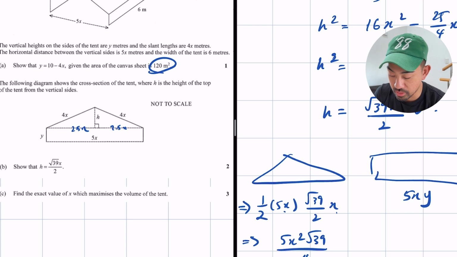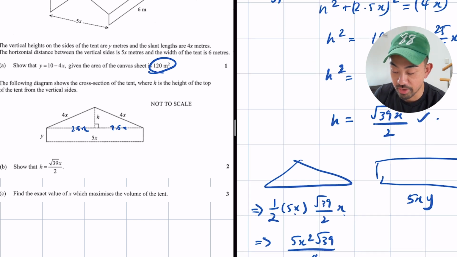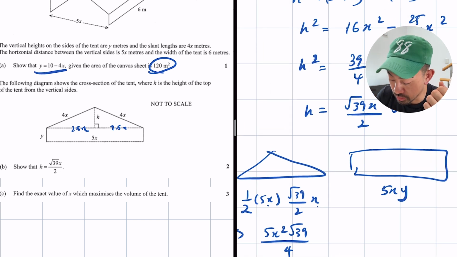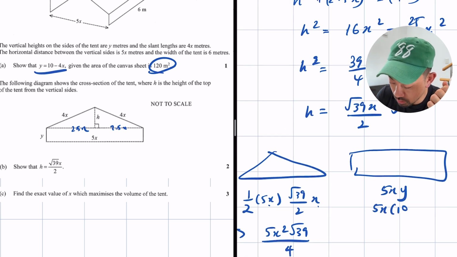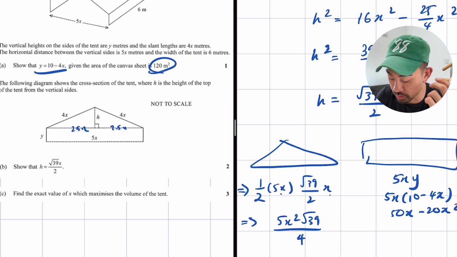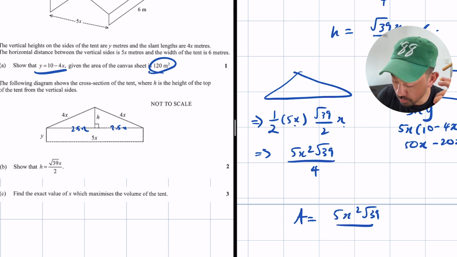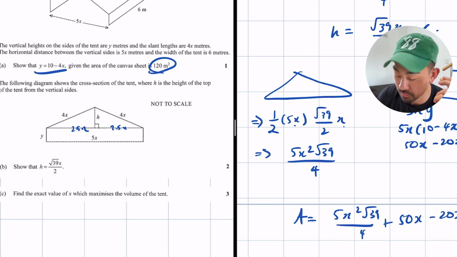But we need to sub out that y because we're trying to get everything in terms of x. Using part A, we found that y is equal to 10 minus 4x. I sub that in, so 50x minus 20x squared. Adding both of these together, let's make this a bit prettier. The total area is going to be 5x squared root 39 over 4 plus 50x minus 20x squared.